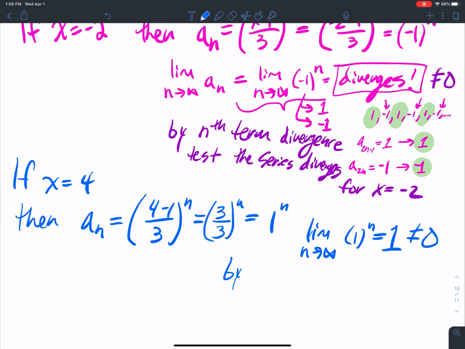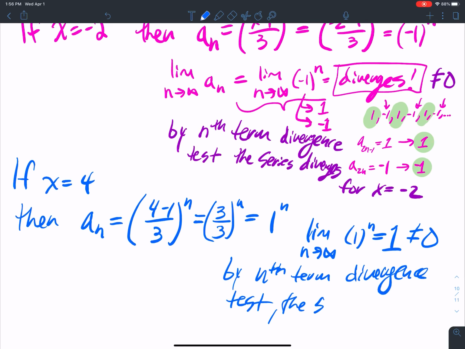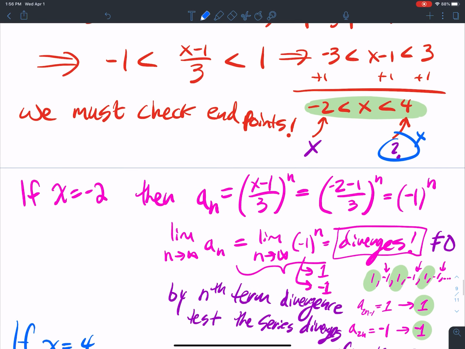So by the nth term divergence test, the series diverges. If my terms are going to 1, at some point I'm going to be adding 1, 1, 1, 1 an infinite number of times, and that's going to blow up to infinity. So the nth term divergence test tells us it diverges at both endpoints.